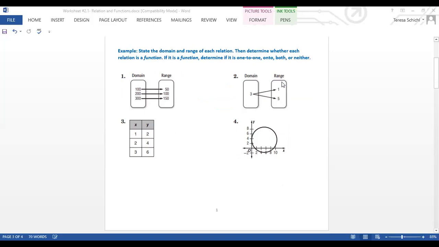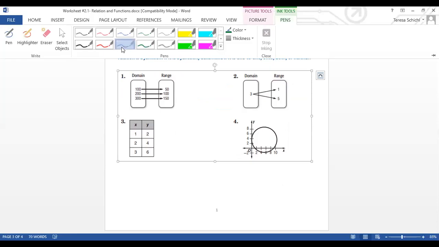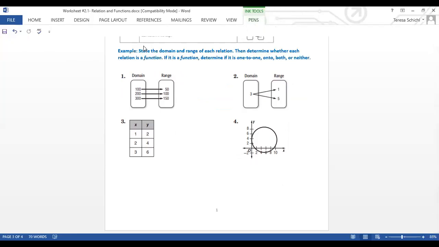Okay, in this one it says: state the domain and the range of each relation. Then determine whether each relation is a function or not. If it's a function, determine whether it's one-to-one, onto, both, or neither. So here, the domain is 100, 200, 300. The domain is the first thing, so you start here and build the relation. The range is 50, 100, and 150. They already give us the domain and the range here.